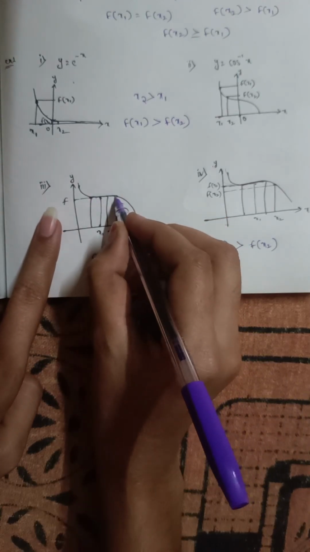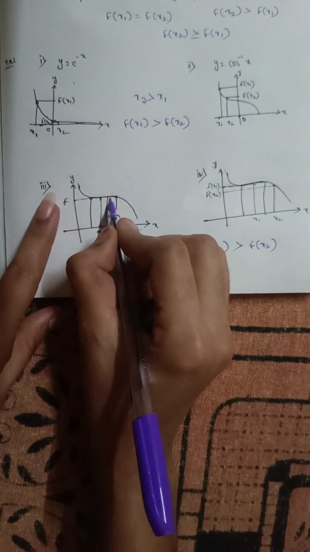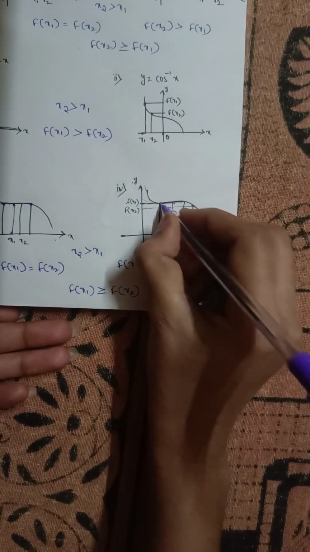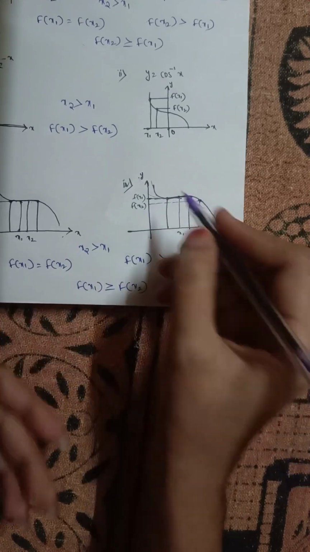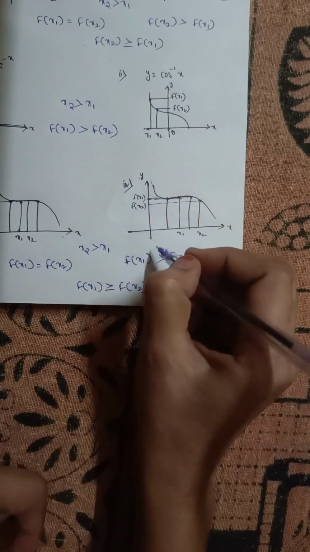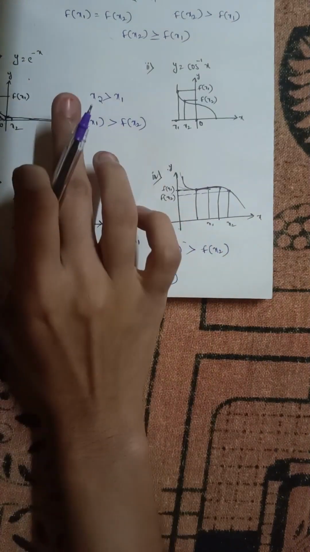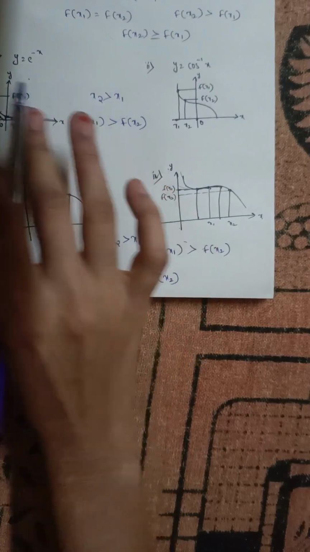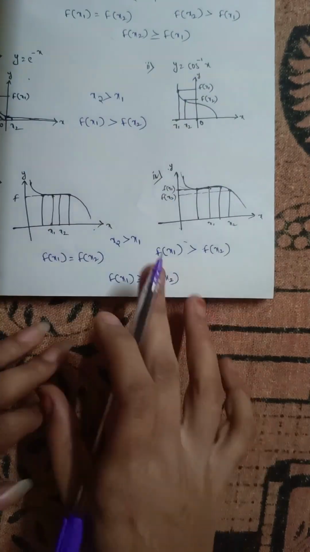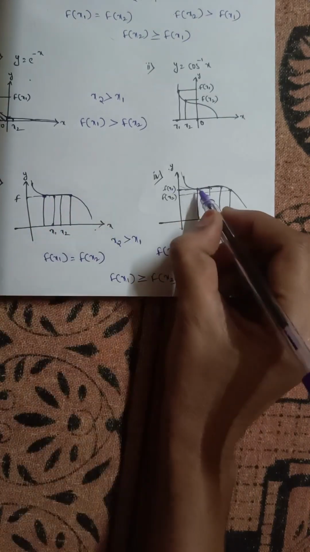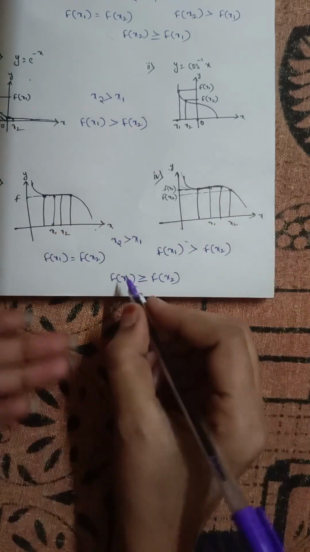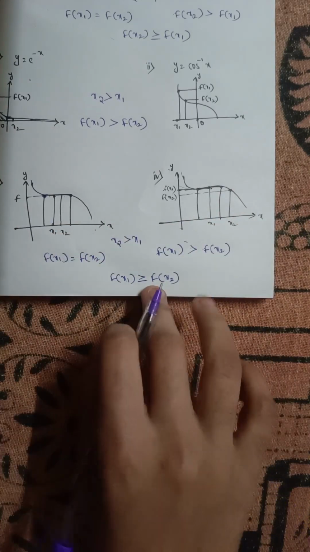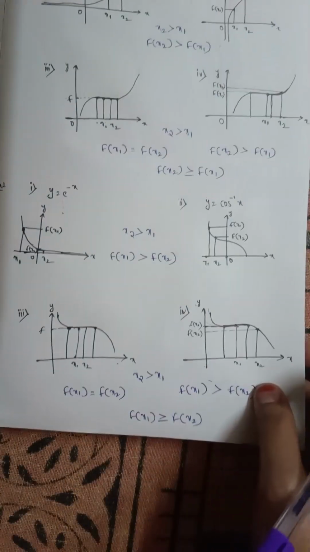So in between these 2 points the function is constant, but here, with x2 here and x1 here, the function of x1 is greater than function of x2. So in strictly decreasing functions there is no constant part in the graph, but here sometimes the function may be constant. So sometimes it is equal, sometimes it is greater than. Here f of x1 is greater than or equal to f of x2, and these are the monotonic function examples.